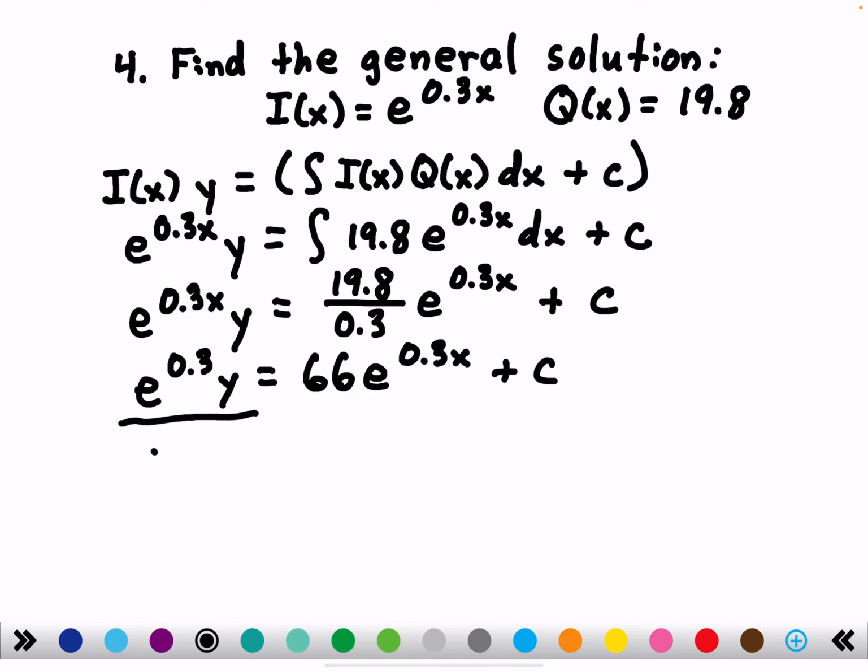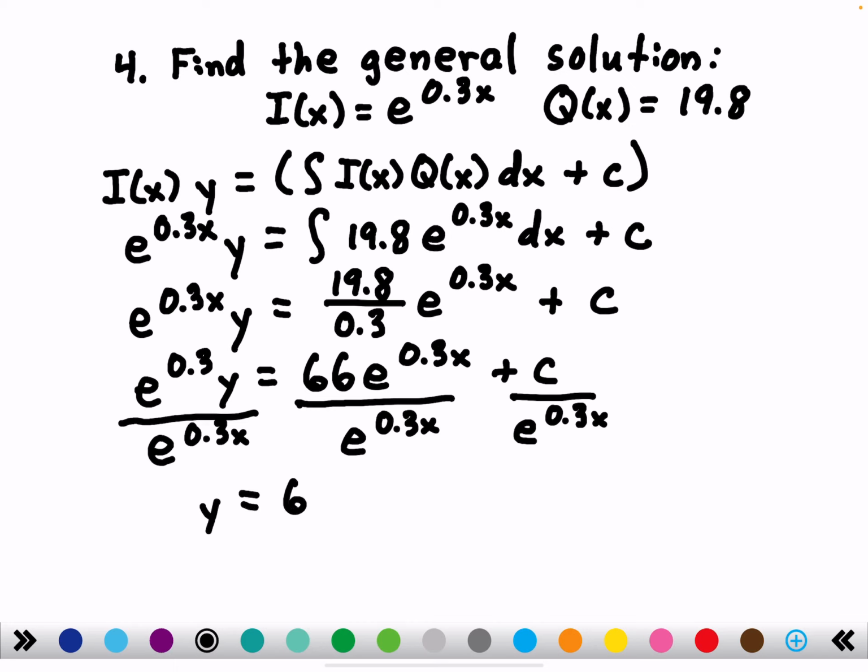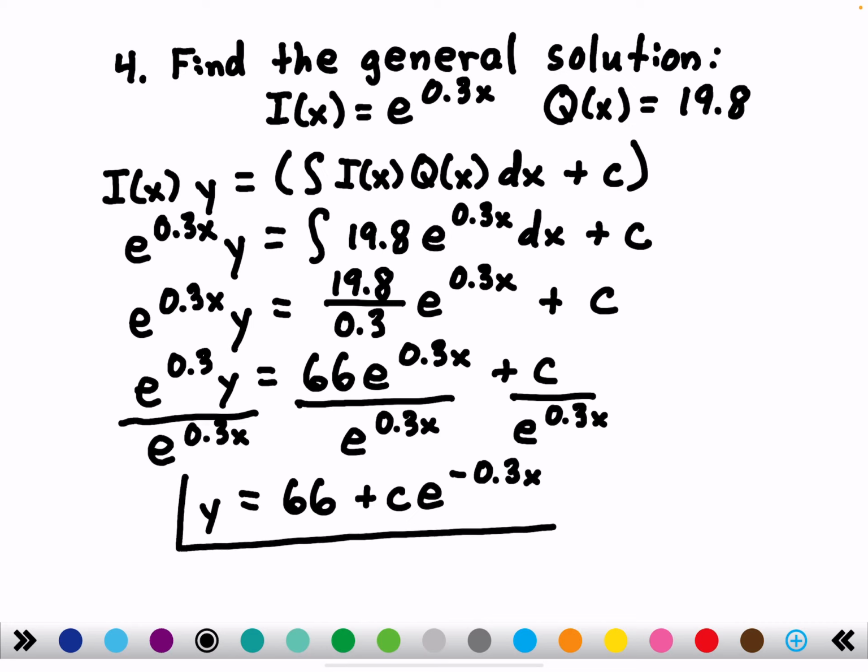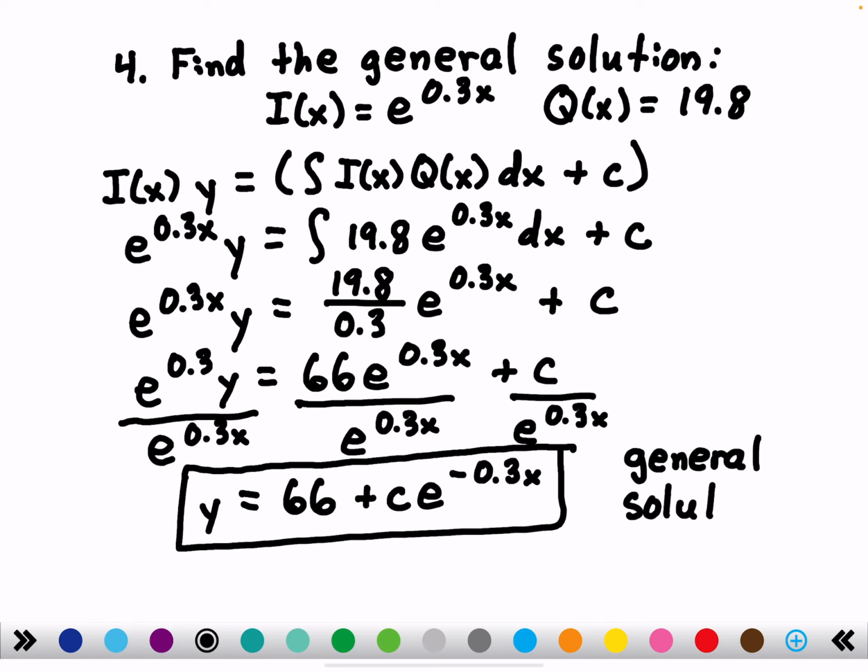Now to get y by itself, we divide all terms on both sides by e to the power 0.3x. So y is equal to 66 plus c e to the negative 0.3x. And there we go. This is the general solution of that first order ordinary linear differential equation.